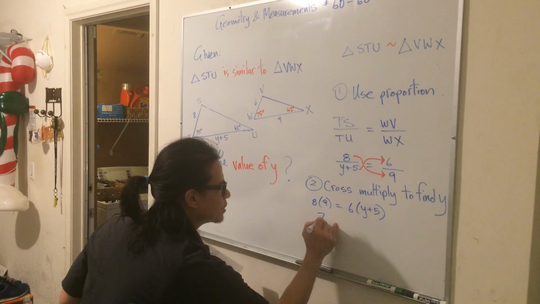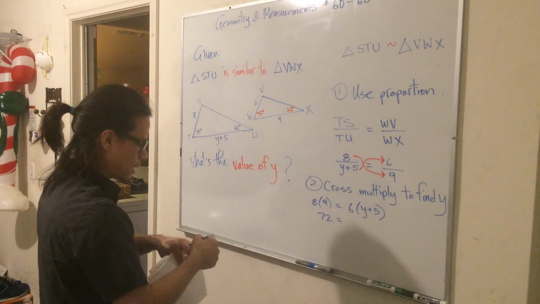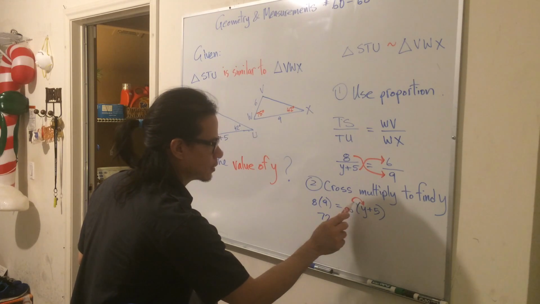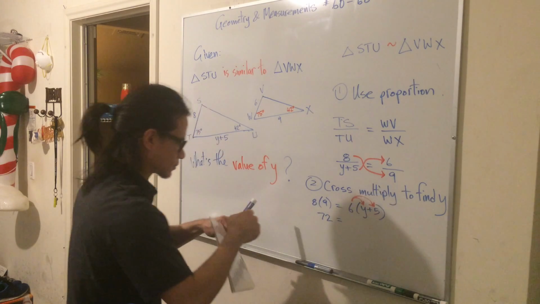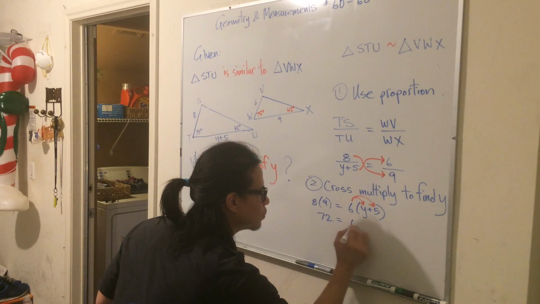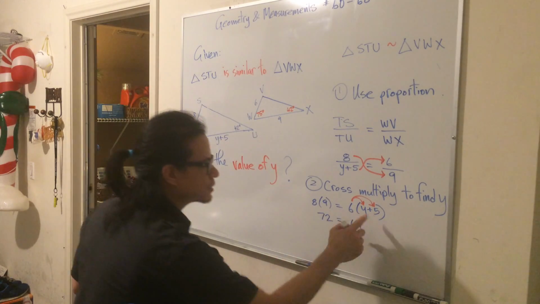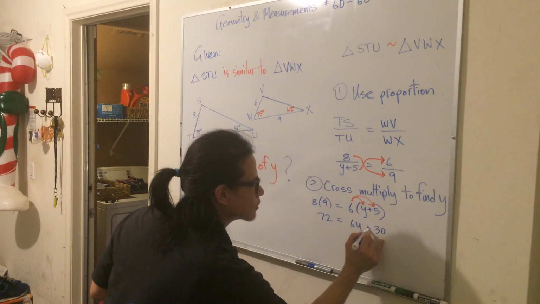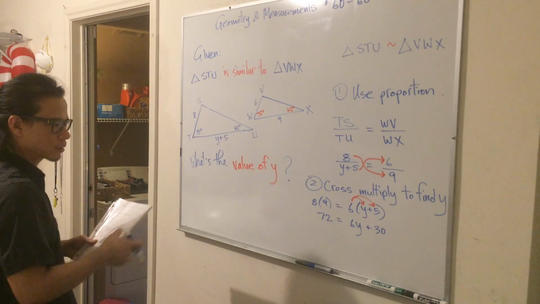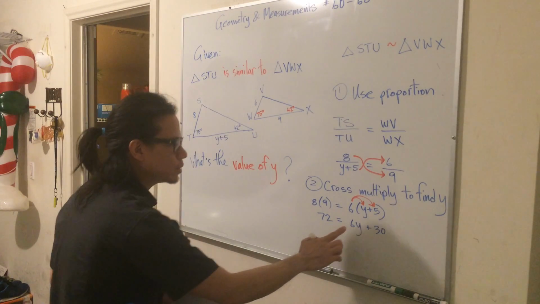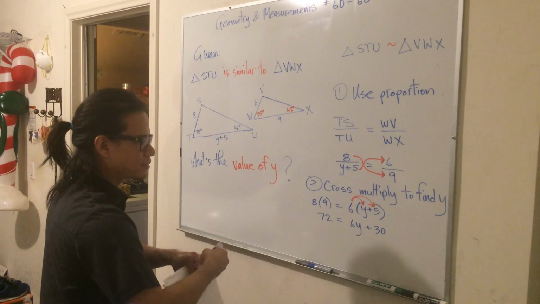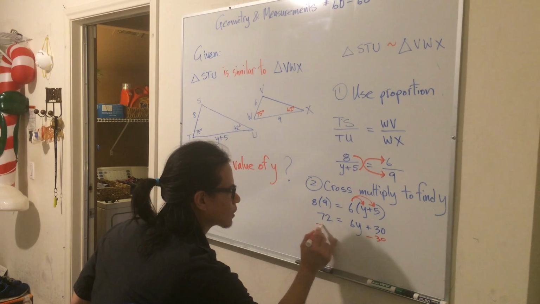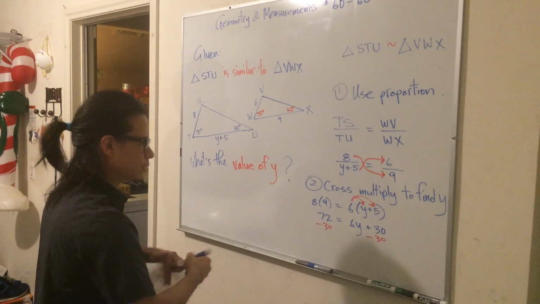Okay. 8 times 9 is 72, equals, now we're going to multiply this, 6 times y and then 6 times 5. So 6 times y is 6y. 6 times 5 is 30. Positive times positive is positive. Now, to get y by itself, get rid of the 30. Ask yourself, what's the opposite of plus 30? So let's subtract 30 from both sides.